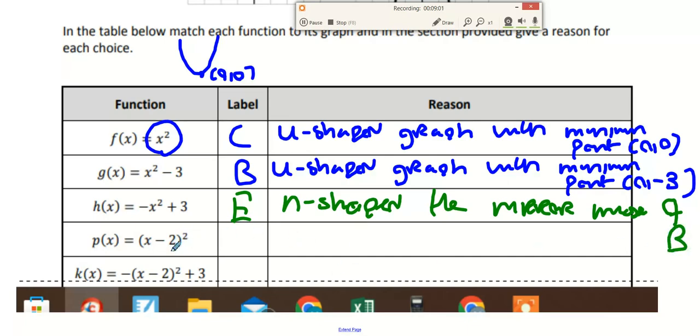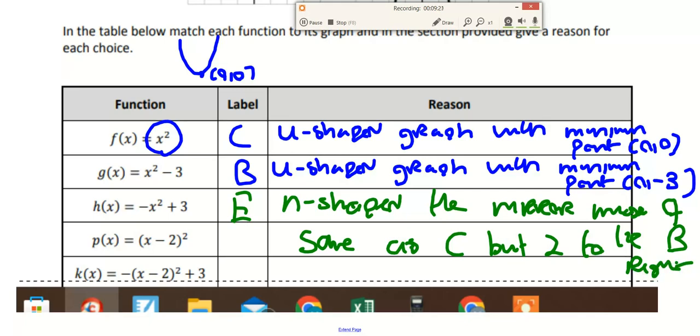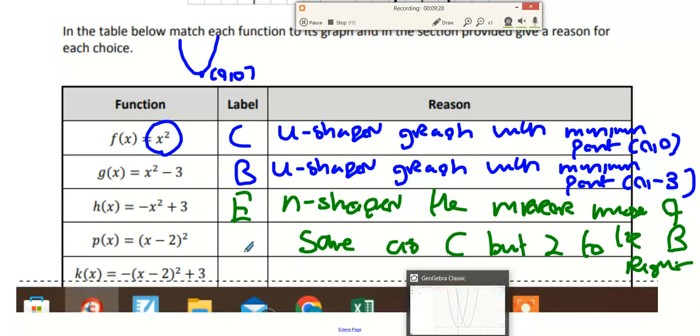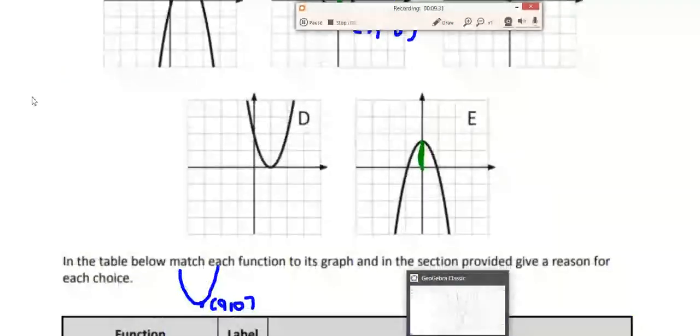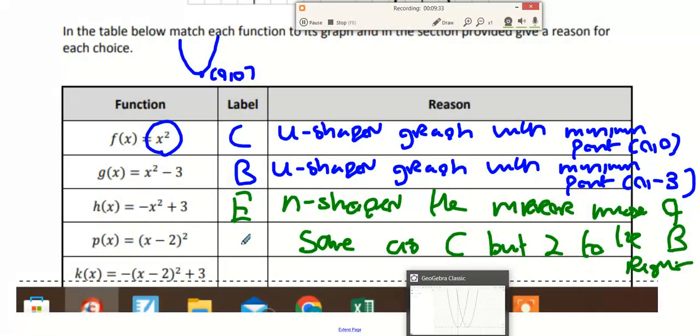Now, we already discussed what happens when you do x minus 2. Does that shift it 2 to the left or 2 to the right? 2 to the right. Same as C, but 2 to the right. We all good? And what do we say that one is? A.